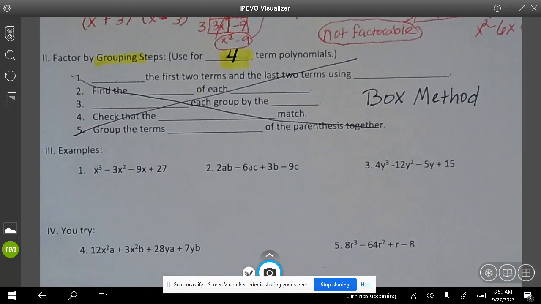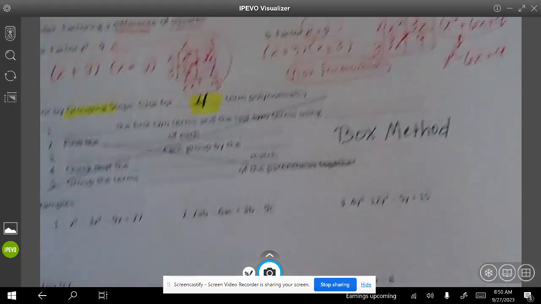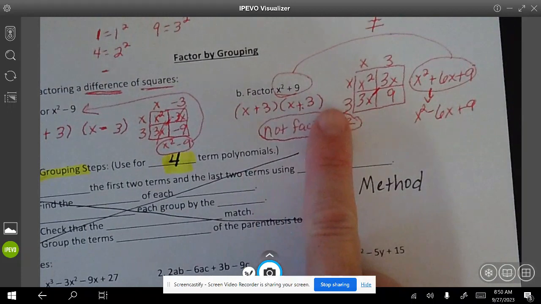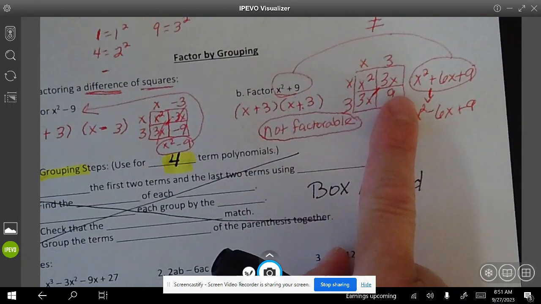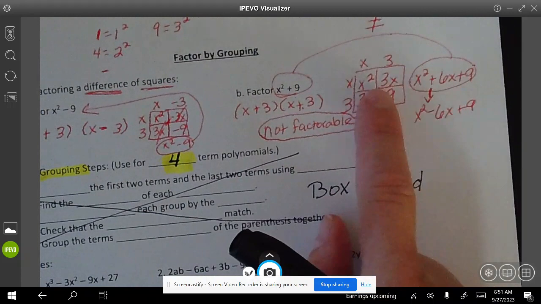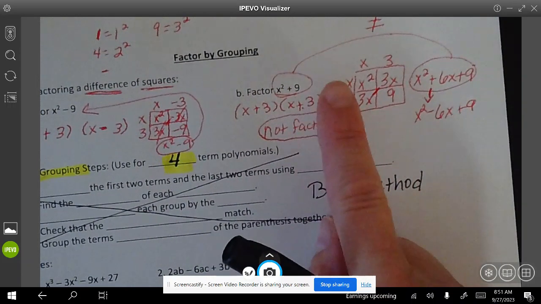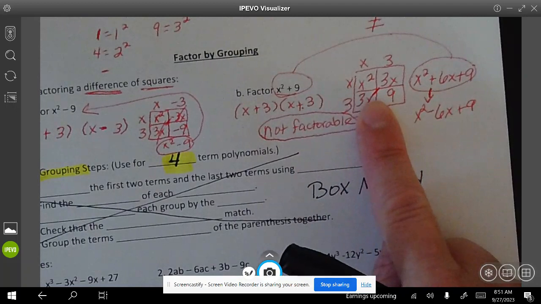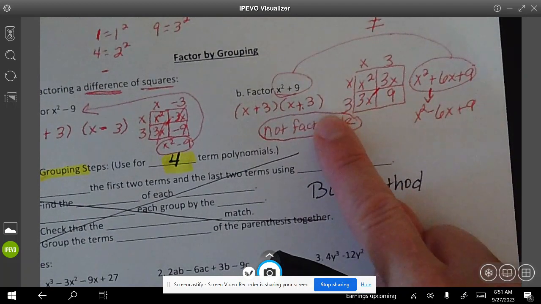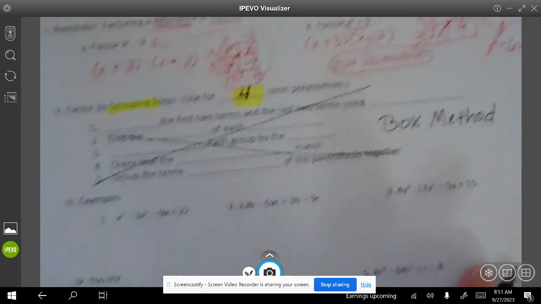Now, we have used the box in class to multiply, like I did in a previous video when I multiplied x plus 3 times x plus 3, and I got the answer x squared plus 6x plus 9. So what we're going to do is instead of starting with the outside and getting the inside, we're going to start with the inside and come up with the outside. So let me show you how this is going to work.